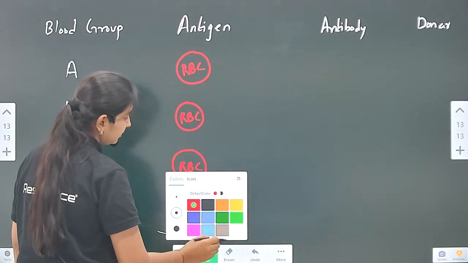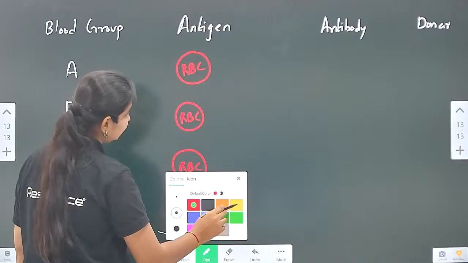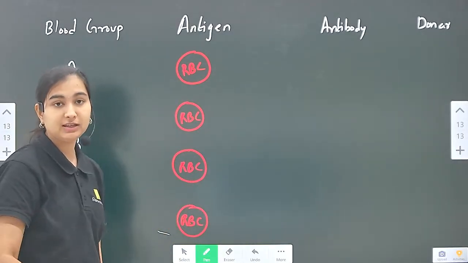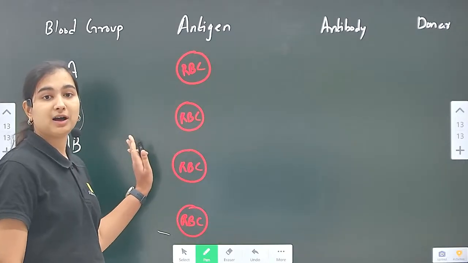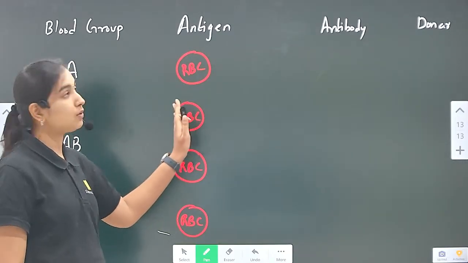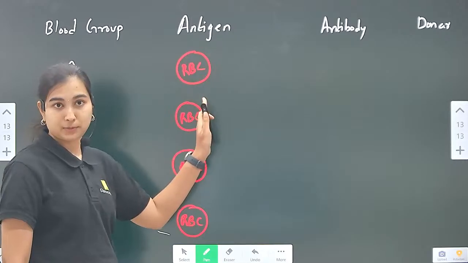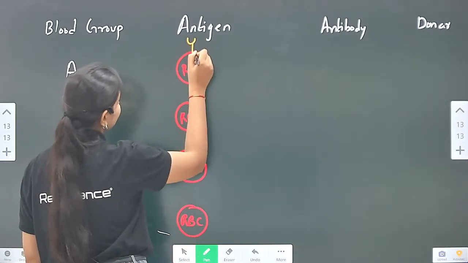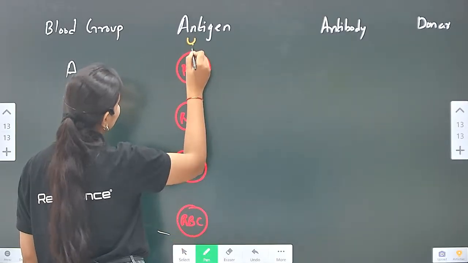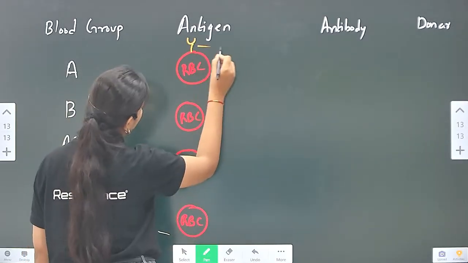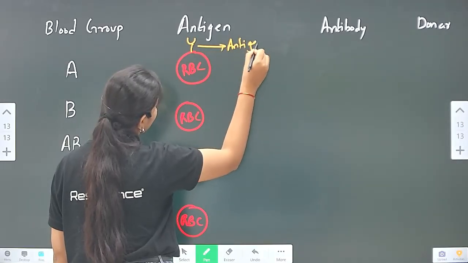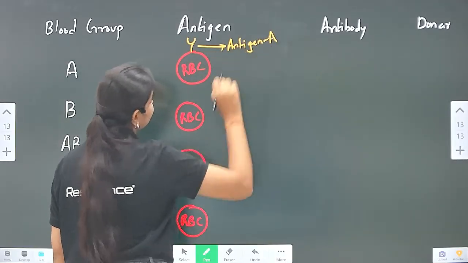Okay, now next we are taking the antigen. Let us take one color for each antigen. For example, what are the antigens present on the A blood group? Here they have the antigen A. This is the antigen present on the cell surface, and this is antigen A.